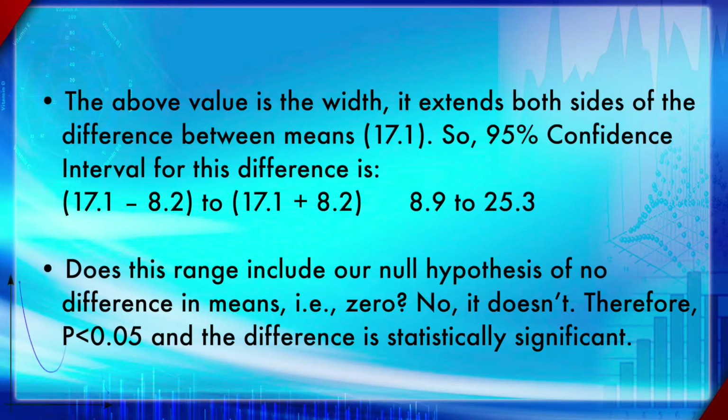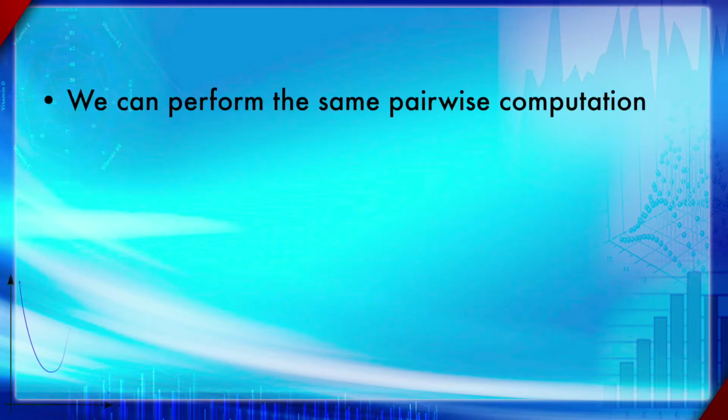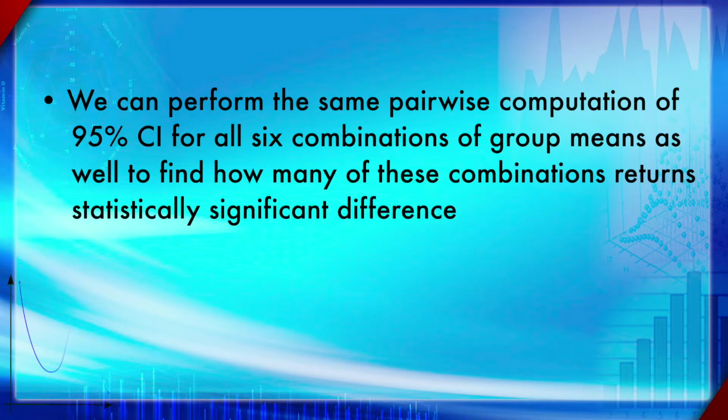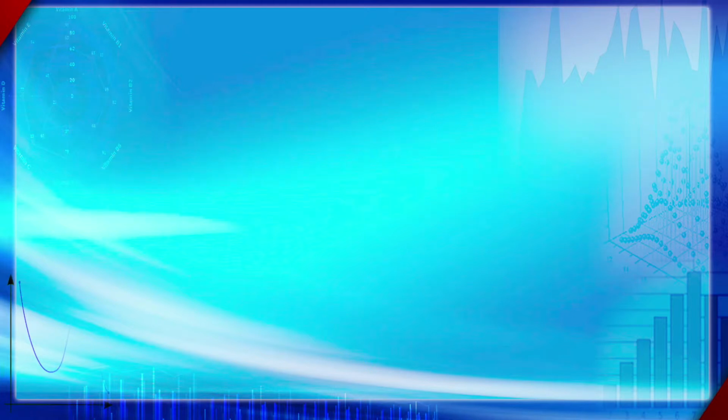That is how you can infer from Tukey's HSD test. We can perform the same pairwise computation of the 95% CI for all 6 combinations of the group means, to find how many of these combinations return statistically significant differences. The confidence interval of the difference between the means tells us whether the p value is significant at our chosen significance level. Some software like GraphPad Prism also returns the exact p value, called the multiplicity adjusted p value, which has been adjusted for the multiple comparisons. So the p value is additional information.